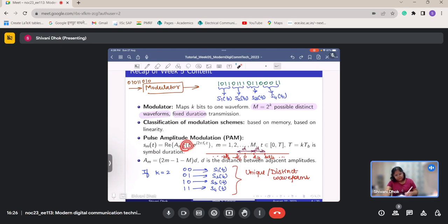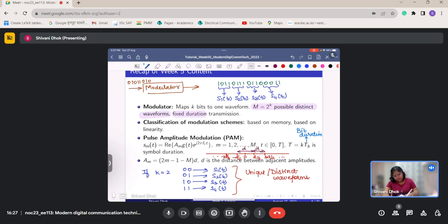And this g(t) is the pulse shaping waveform. Again, what is the use of this pulse shaping waveform? All these things will be discussed in upcoming lectures. So just wait for what is going to happen. And this waveform we are transmitting for time ranging from 0 to T, where this T is given by K times Tb, and this Tb is basically my bit duration. This is bit duration.